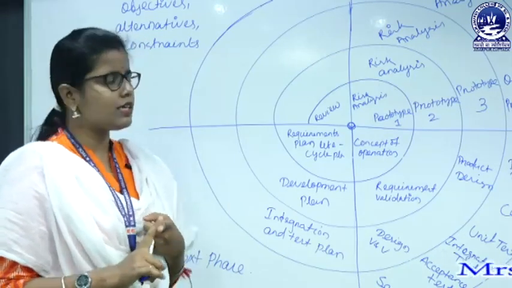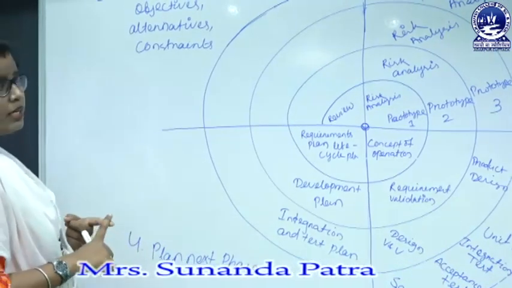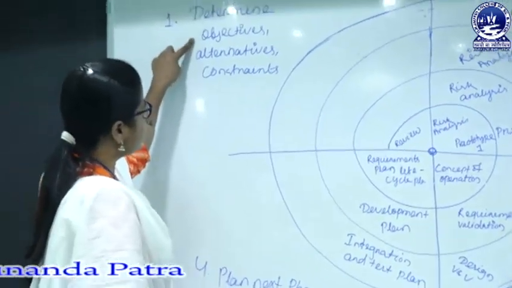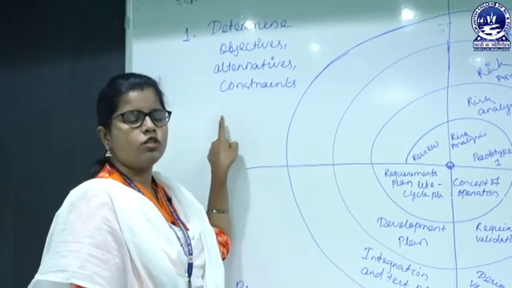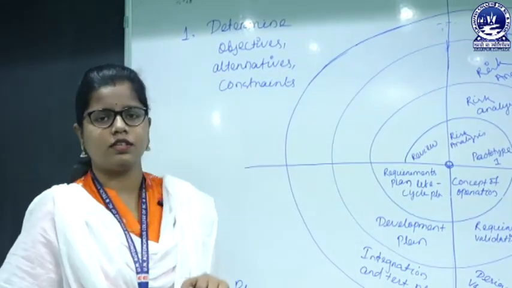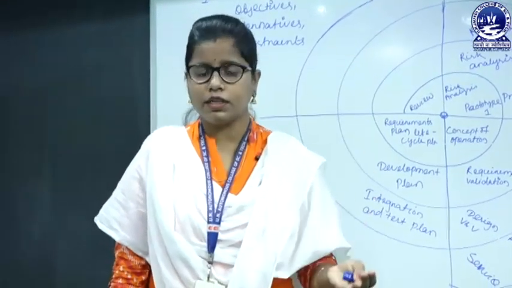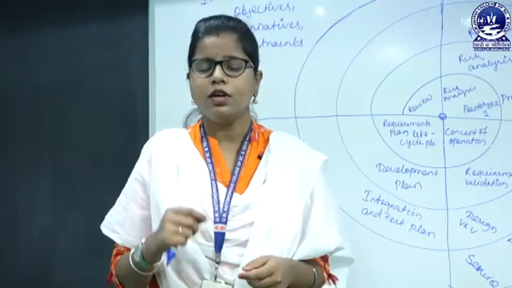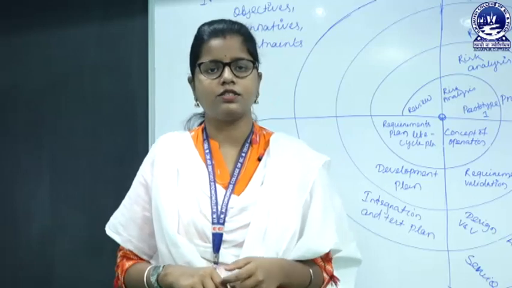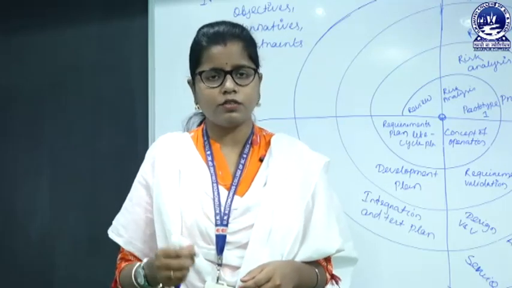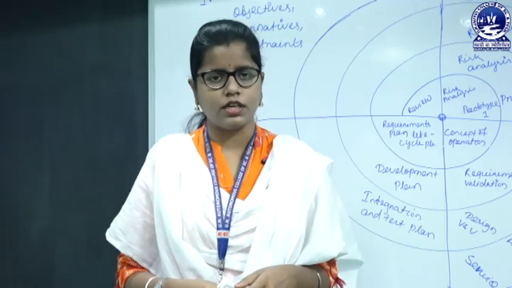The first phase is planning, where we determine the objectives, the alternatives and the constraints. We have already discussed this. In the requirement elicitation phase, or the requirement engineering process, we have to specify the services, the functions and the constraints. The services and the functions are the functional requirements, and the constraints are the non-functional requirements.